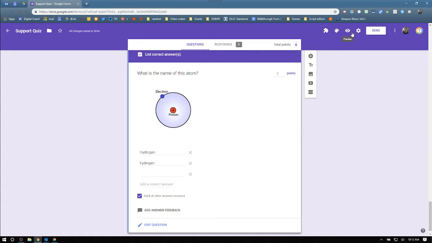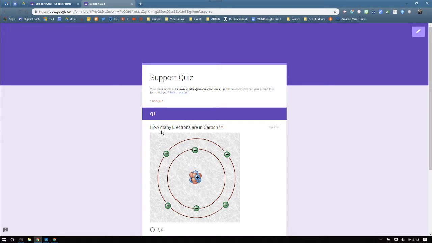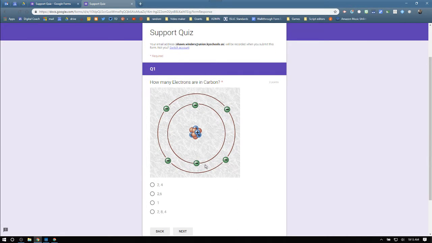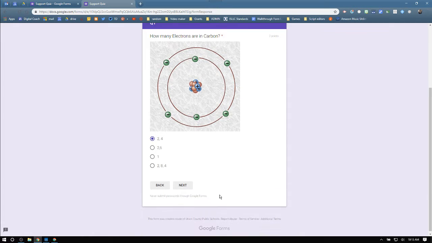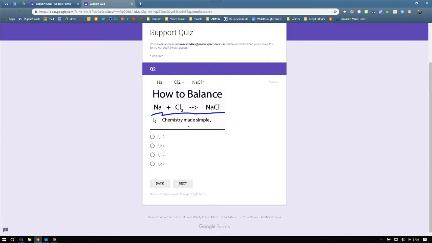Let's preview this and see what it's actually going to look like. The very first thing is I take my quiz and put in my name, and here's my first question: how many electrons? There are 2 and 4 on the next level, so there are 6 total. I got that right, so it goes to question 2. Balance the bond. There's some there, so it needs to be a 2, 1, 2.